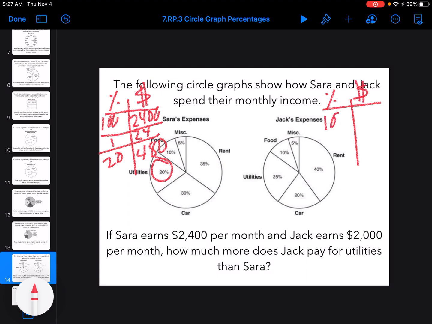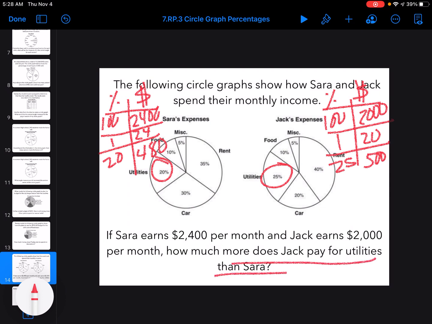Then I'm doing Jack. I have 100, and that's 2,000. And his utilities are 25%. Divide by 100. So 20 times 25, I get 500. So they want to know how much more does Jack pay than Sarah. Well, I'm going to subtract 500 minus 480, and I get $20. So Jack pays $20 more per month, even though he makes less.